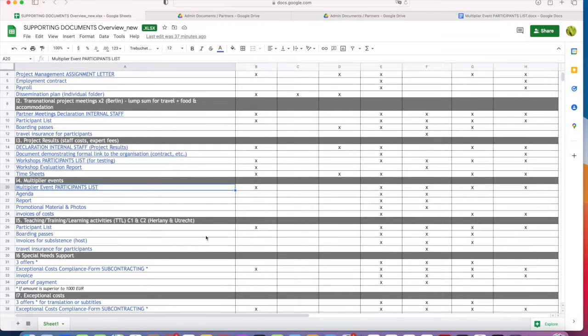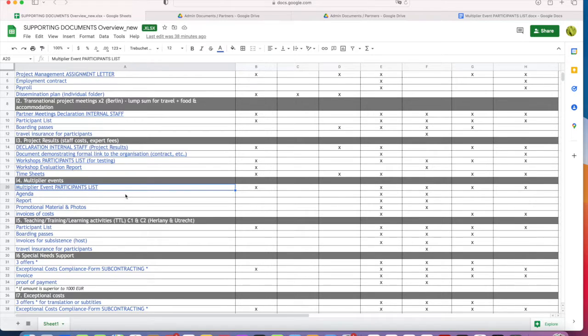Let's look at the documents related to the next category, which is the multiplier events. So as you know, the multiplier events are meant to disseminate and promote the project results and the project in general to potentially future users of these project results, potential disseminators and multipliers of this material we have developed in the project.